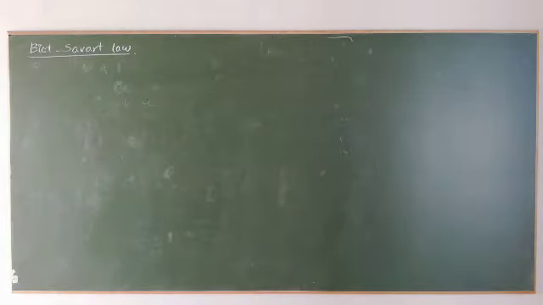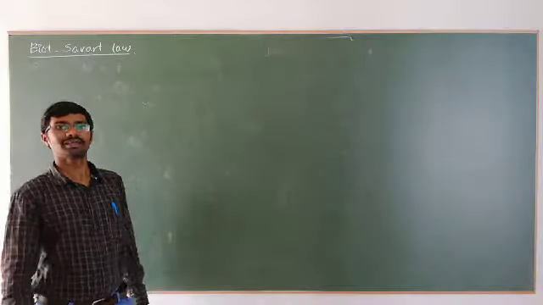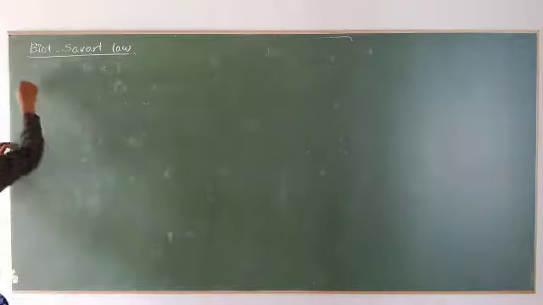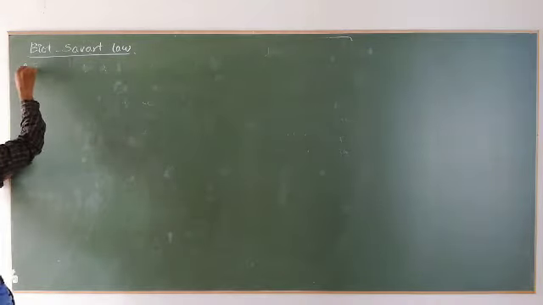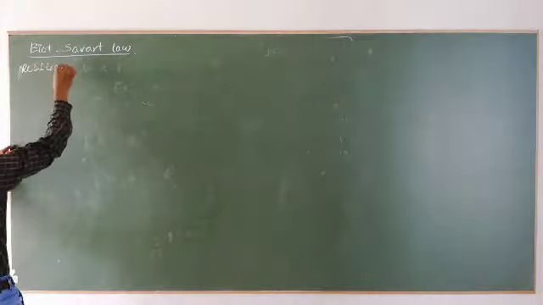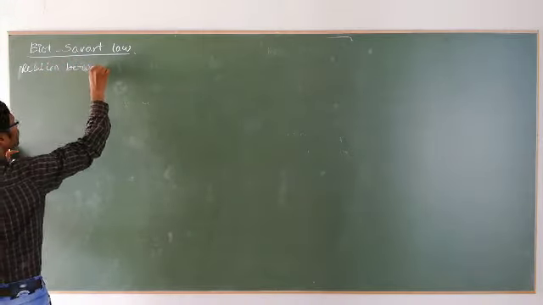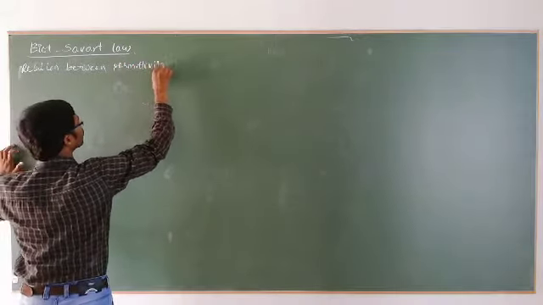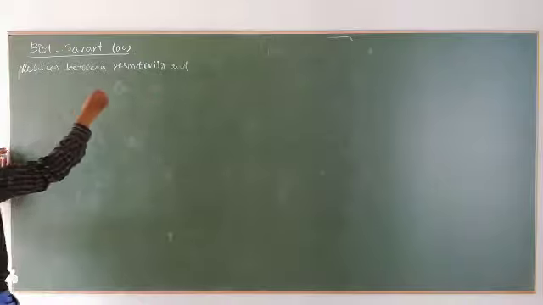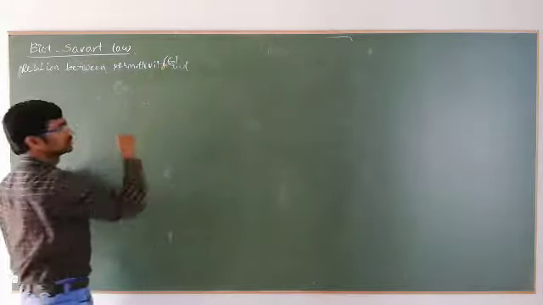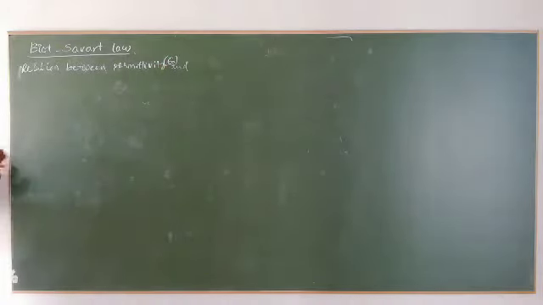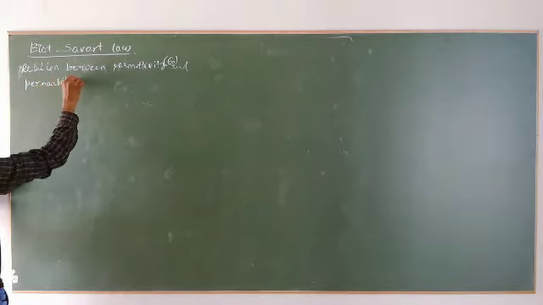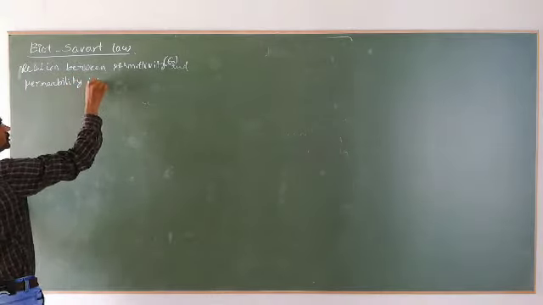So let us see what would be the relation between permittivity and permeability, which is permittivity in free space or vacuum, epsilon naught, and permeability, mu naught.